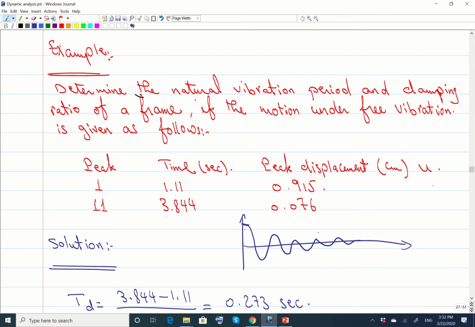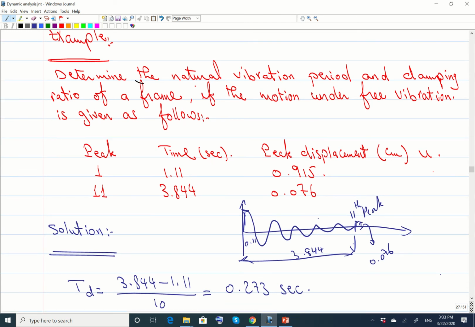So the first peak, this is the first peak. It took place at a time of 0.11 second, and then the 11th peak, let's say this is the 11th peak, took place at a time of 3.844, and the amplitude of the peak over here is 0.076. Just knowing this information, we will be able to find the natural vibration period and the damping ratio of that structure.